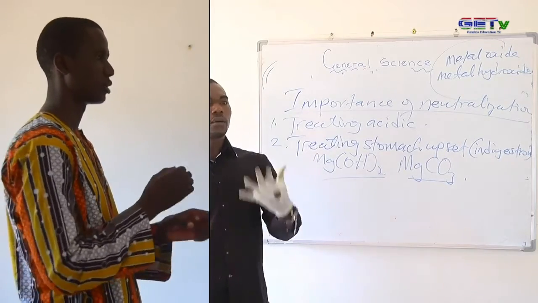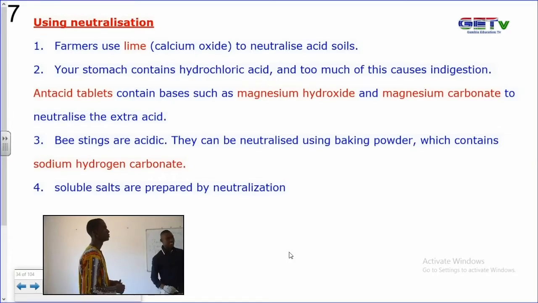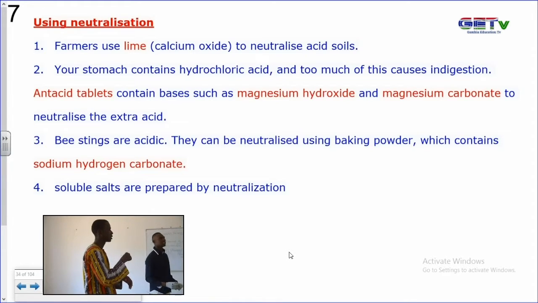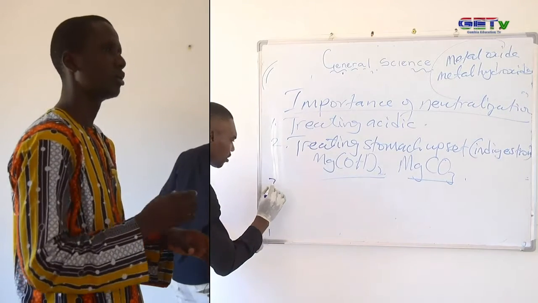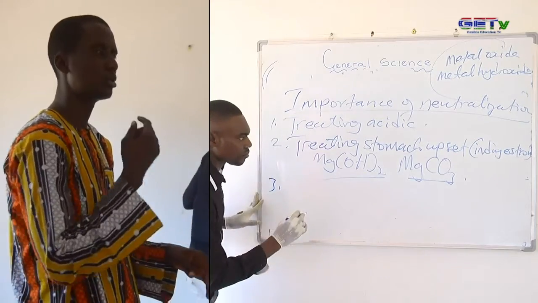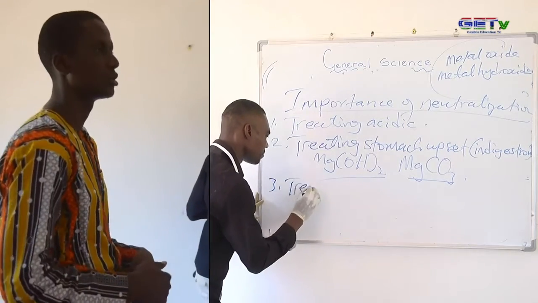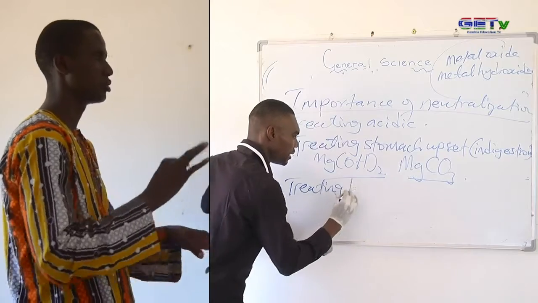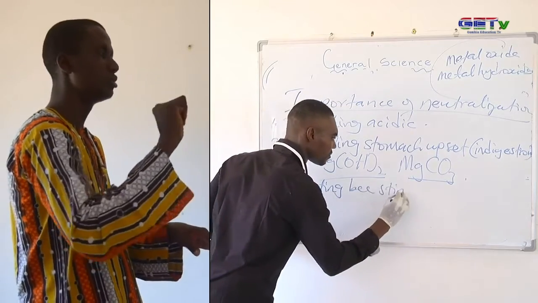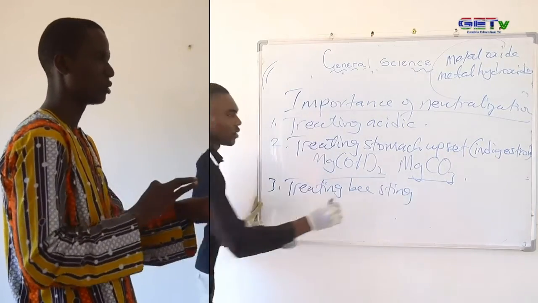Number three, bee stings are acidic. When bees sting you, the venom they put in the skin is acidic. How do we neutralize that acid? It can be neutralized using baking powder, which contains sodium hydrogen carbonate. So another importance of neutralization is treating bee stings or insect bites as well, okay?